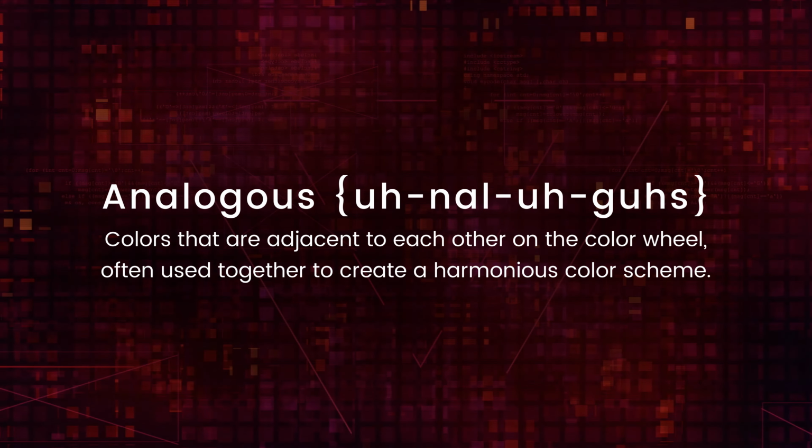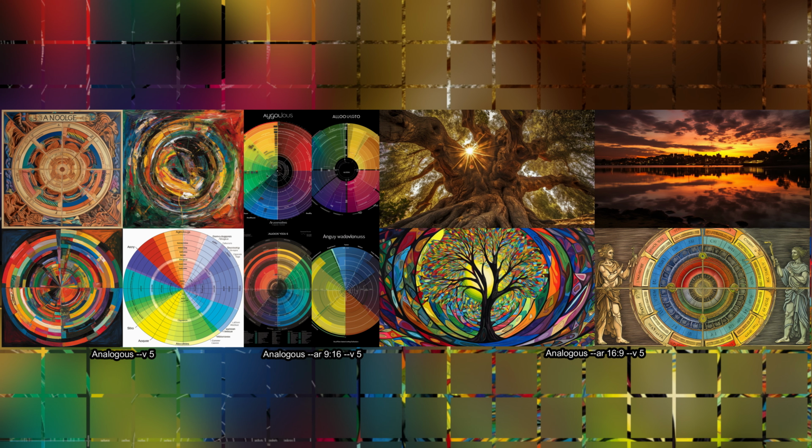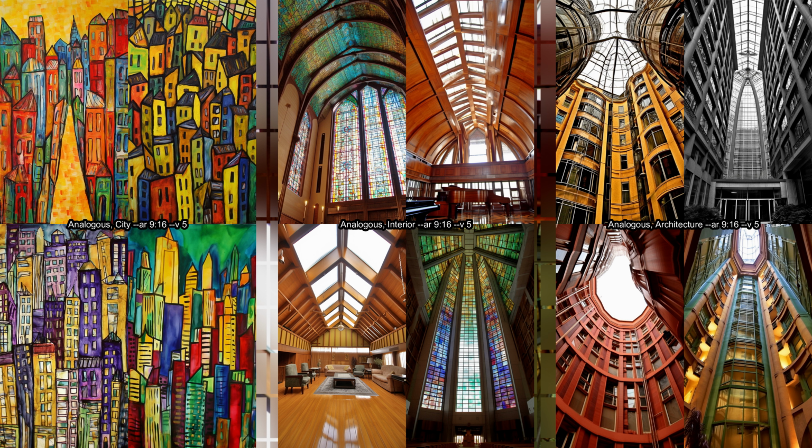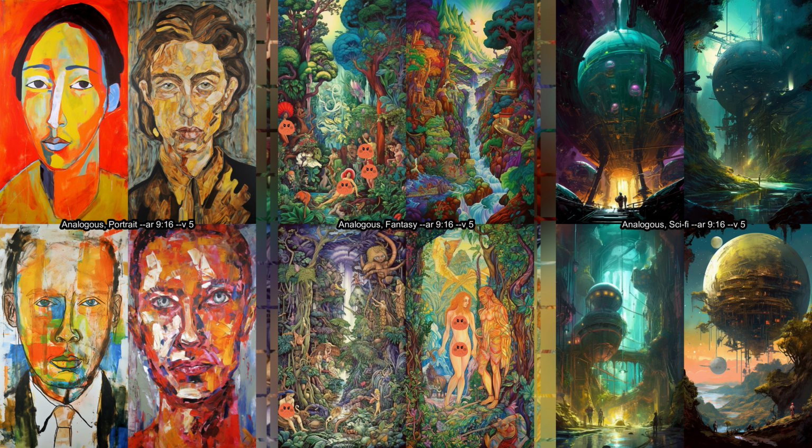Analogous. I really like the lower left tree and the landscape aspect ratio. And the upper right city and its reflection are not bad either. Nature images are looking very colorful and different. Especially the wildlife images for the most part. And some nice whimsical city drawings. Portraits are looking very artsy.